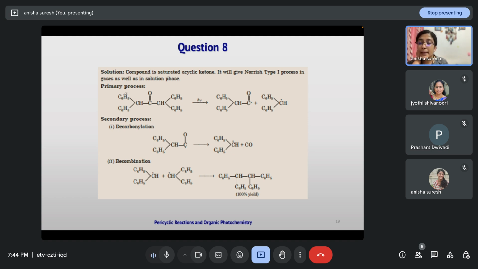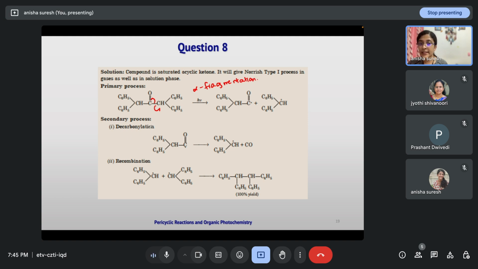So first, what is the primary process that is taking place? Here, this is our starting material. Under photochemical irradiation, it will undergo alpha fragmentation. That is, the alpha carbon bond will be cleaving, leading to formation of these two radicals. Now, this is the primary process that is taking place, that is alpha fragmentation. Now, what can it undergo?